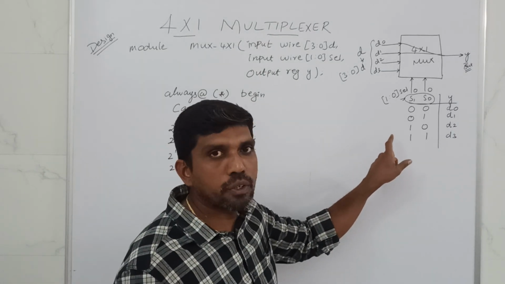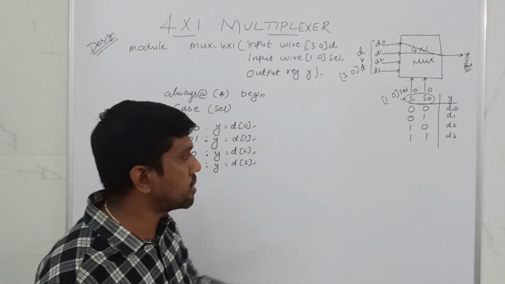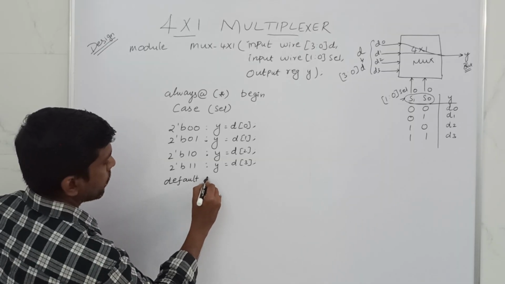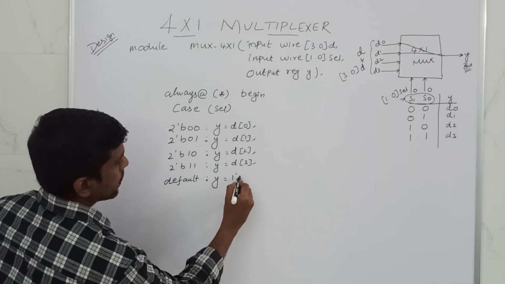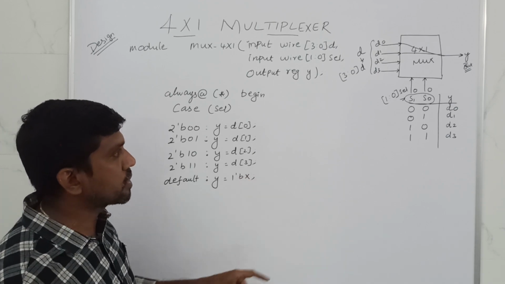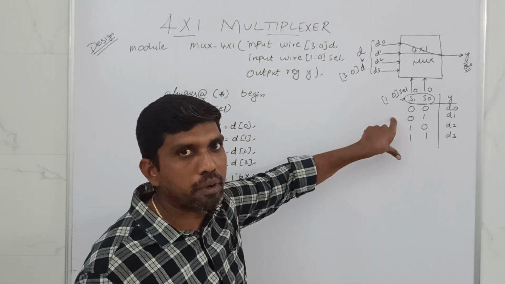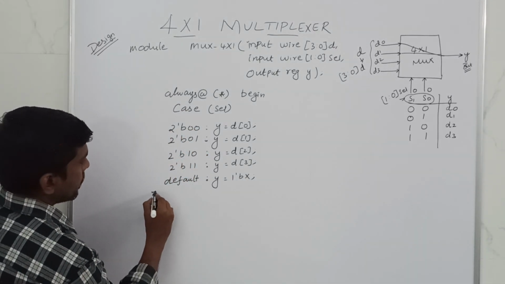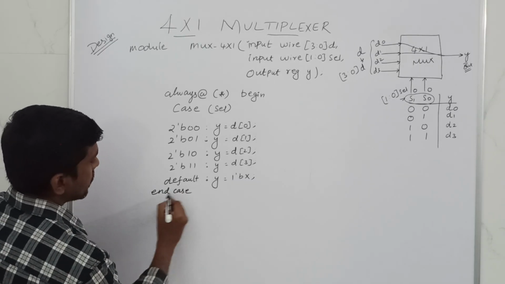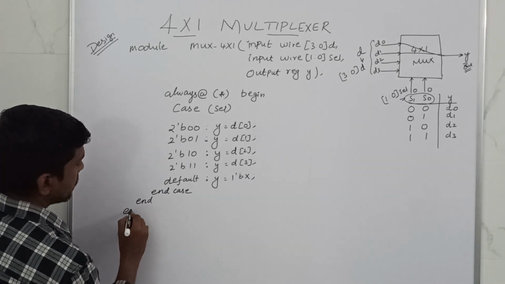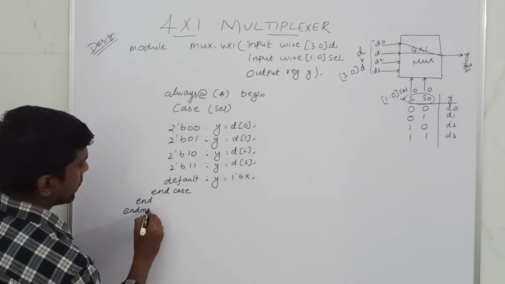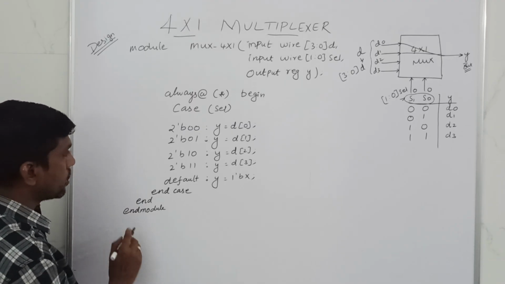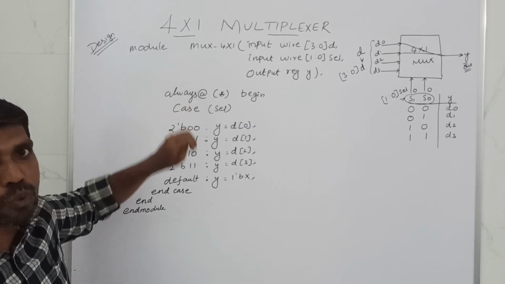If the selection line value does not match these 4 cases, it considers default. So default: Y equals 1'bx, don't care. If the selection line does not match these 4 combinations, the corresponding output is considered a don't care value. Then endcase, then end. So the design code ends with endmodule. This is the simple design program for a 4x1 multiplexer.